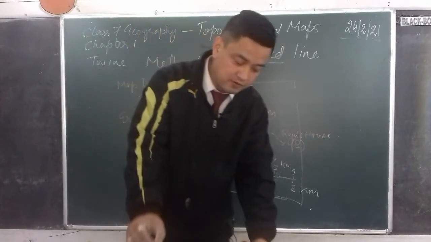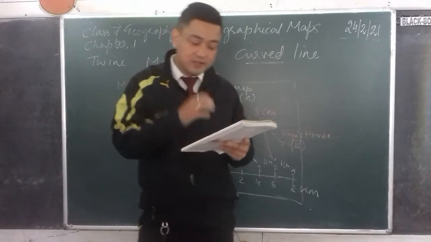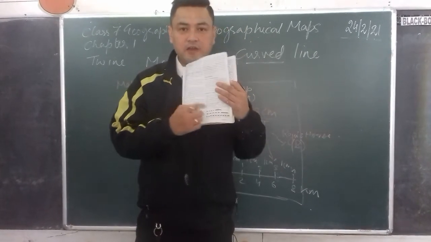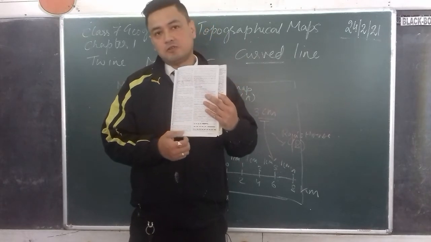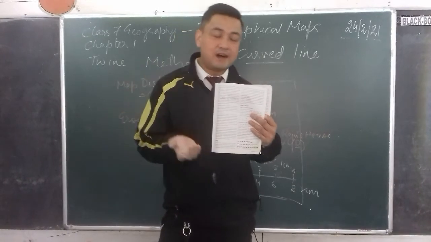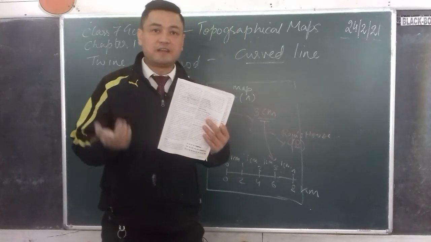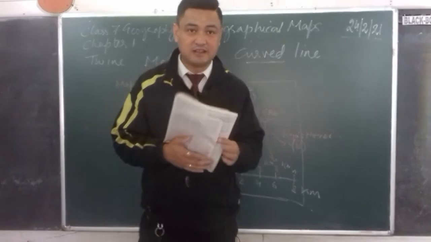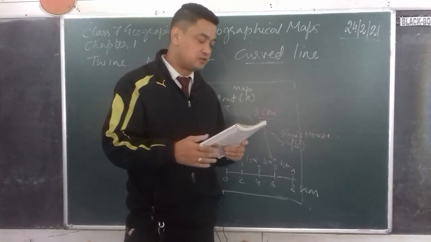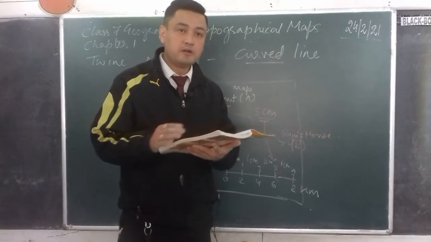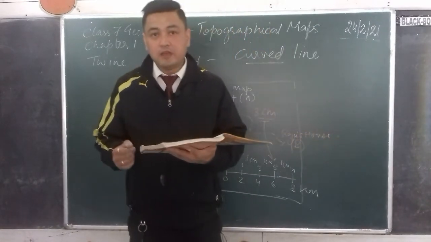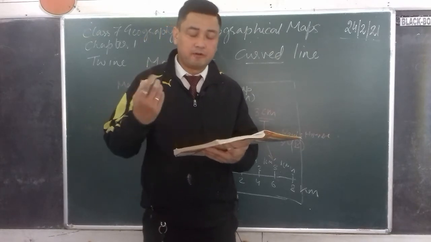Now I have taught you the graphical scale also, that is called the linear scale. You can refer to your book on page number 5. You have a graphical scale here. The graphical scale is also called a linear scale, graduated straight line, or bar scale. This scale is used by architects and engineers to measure the distance of anything on the map. So in this way, you measure the distance with the help of a twine.